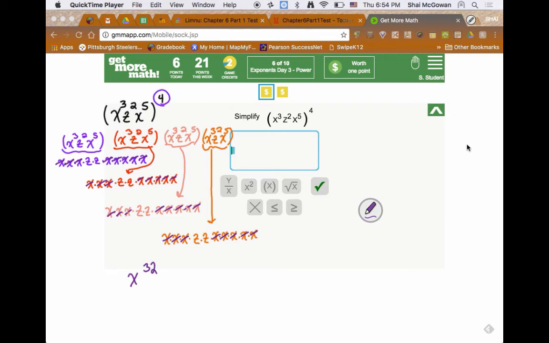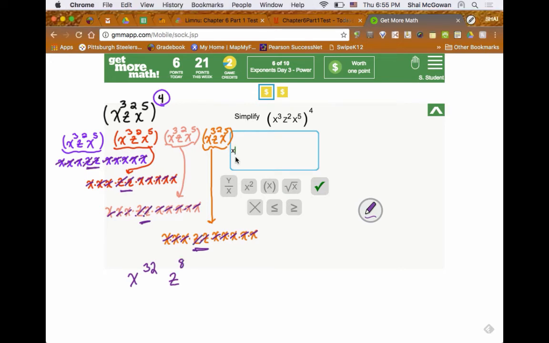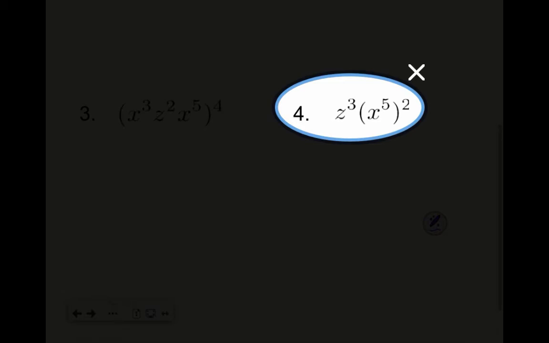Now we've got to do our z's. So where are our z's? We have 2 here, 2 here, 2 here, and 2 here. So 2, 4, 6, 8, or counting them 1, 2, 3, 4, 5, 6, 7, 8. So it's going to be z to the 8th. So that's going to be your answer. x exponent 32, z exponent 8.